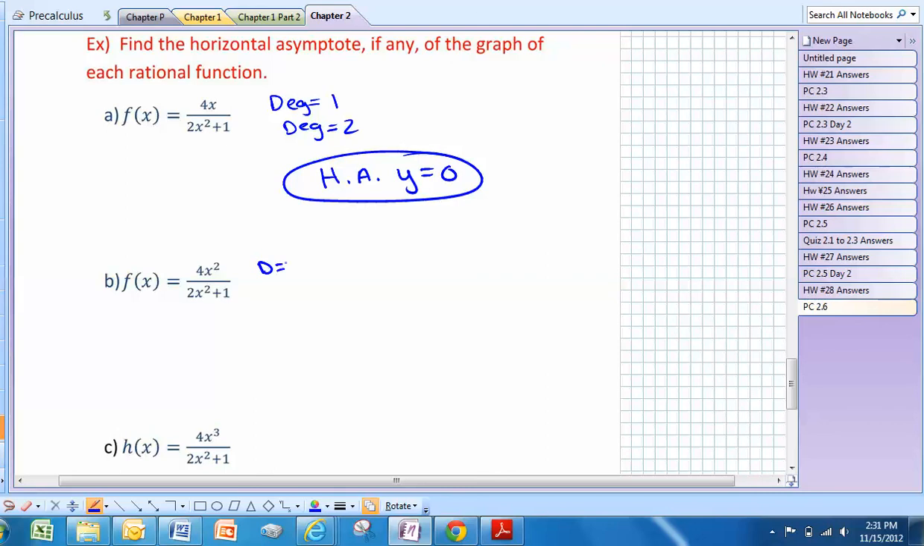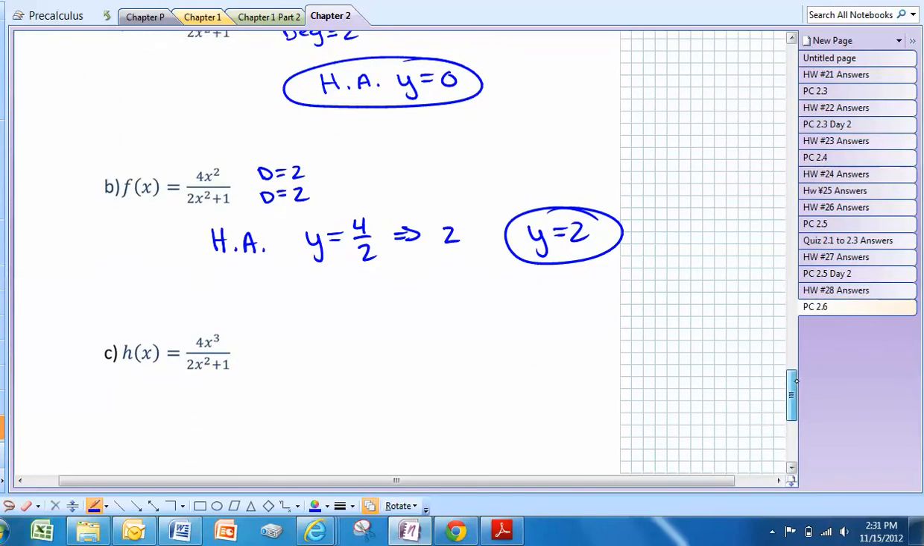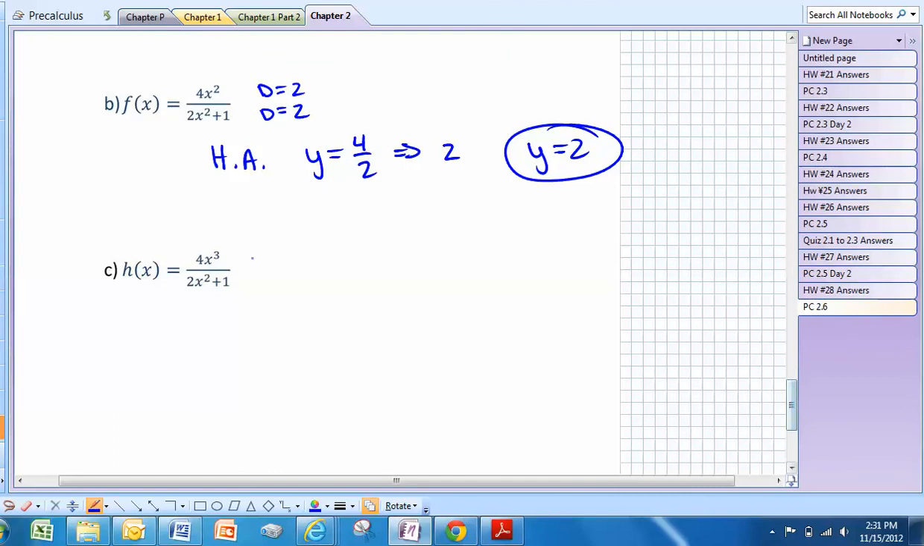Here the degree is 2, here the degree is also 2. When they're the same, you divide the leading coefficients. So the horizontal asymptote in this case is 4 over 2, which simplifies to 2. So it's y equals 2 as the horizontal asymptote. The last one, notice the degree is 3 on the top, degree is 2 on the bottom. So notice, since the degree of the top is bigger than the degree of the bottom, there is no horizontal asymptote.